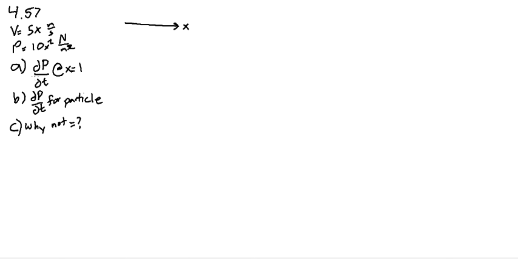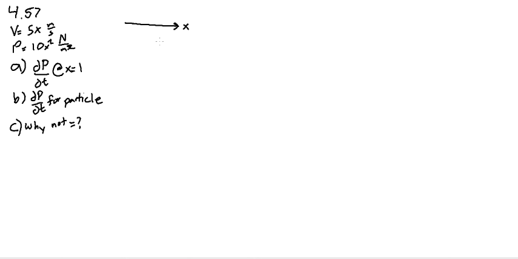A, determine the pressure, determine the time rate of change of pressure at the fixed location. B, determine the time rate of change of pressure for a fluid particle flowing past that point, x equals 1. Explain without using any equations why answers to part A and B are different. Alright, let's start with A. It's the real easy one.